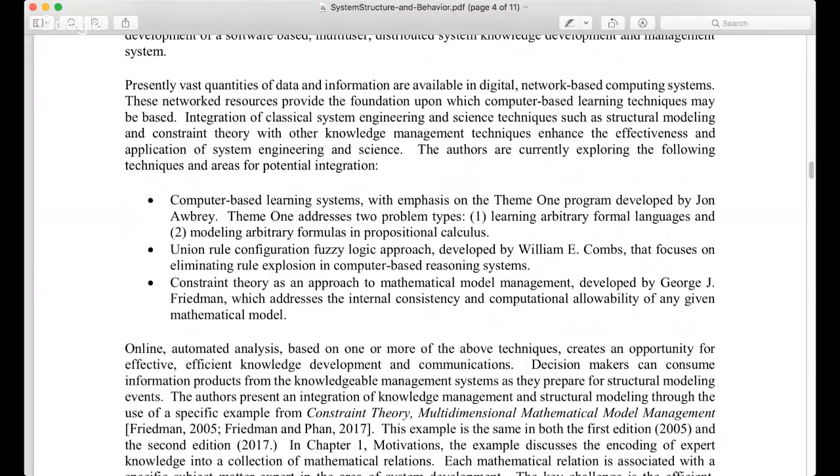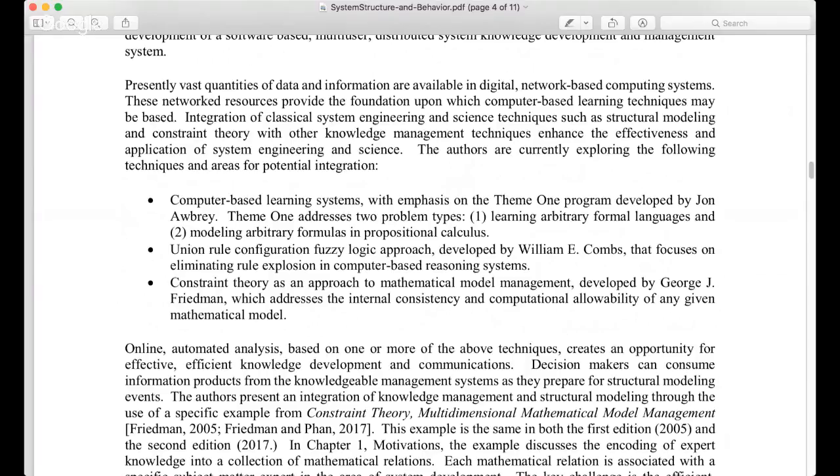So there are these two-dimensional constructs that are used to represent the value of any logical rule set. So Theme 1 develops them, union rules are used to evaluate them, and also to present them to human decision makers in a different format.